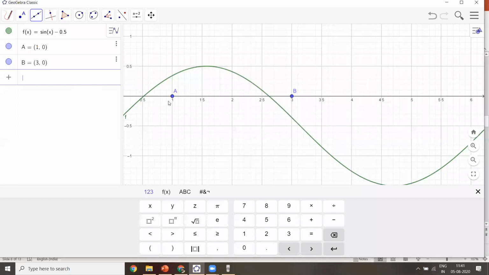Or if you want to find out your first root, first approximation, so you will say the root is 2, because 1 plus 3 by 2 becomes 2. So your first guess is 2.